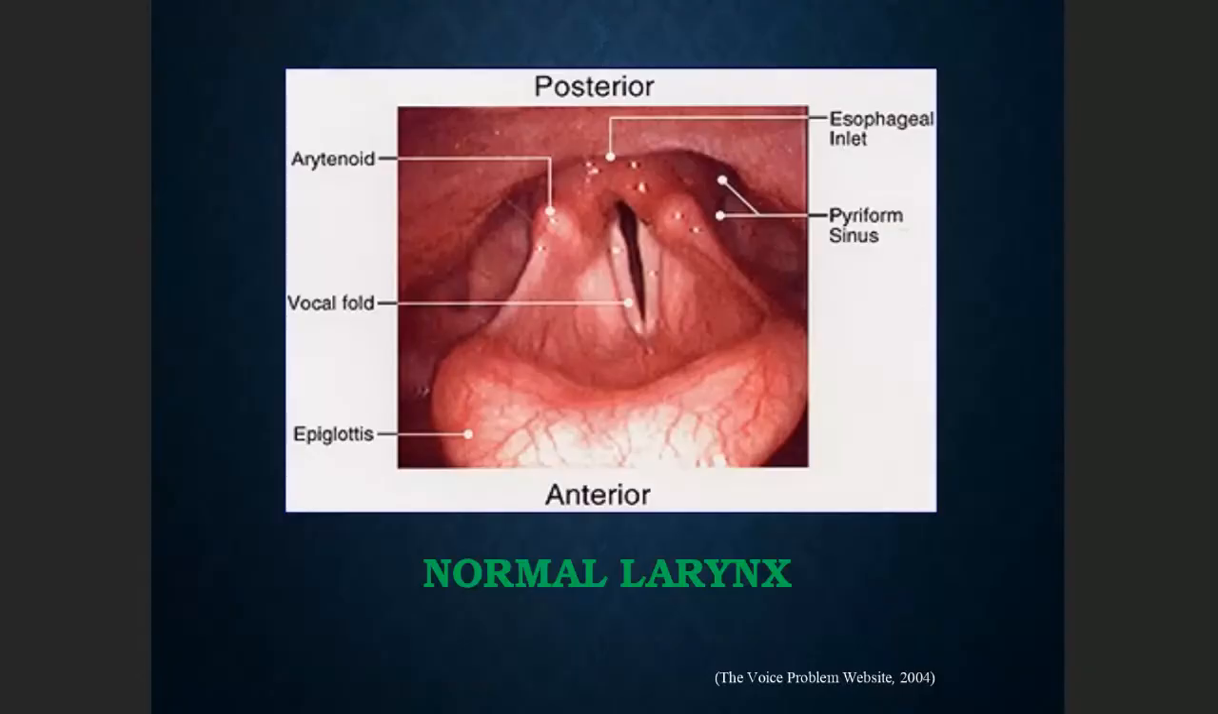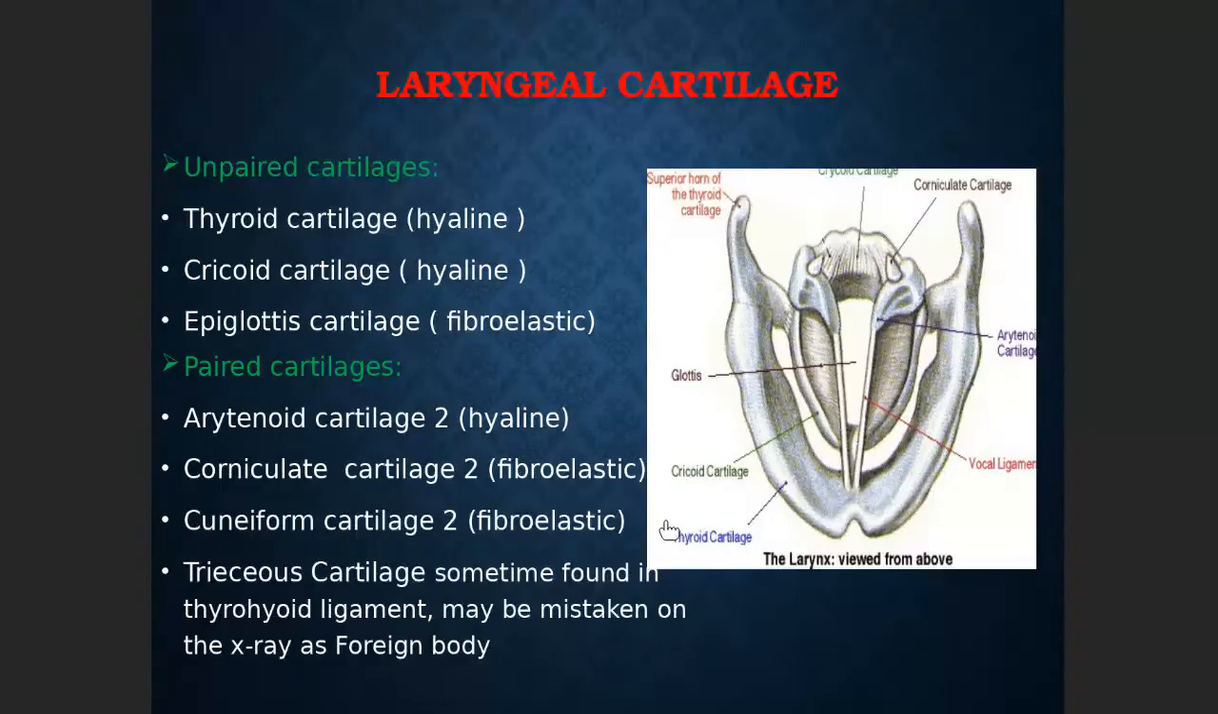Can you go back to the slides? I did not understand how the base and apex of the arytenoid are. Look at the shape of the arytenoid, like a pyramid. This is the apex of the pyramid, and here you have the base of the pyramid. It is pyramid in shape.